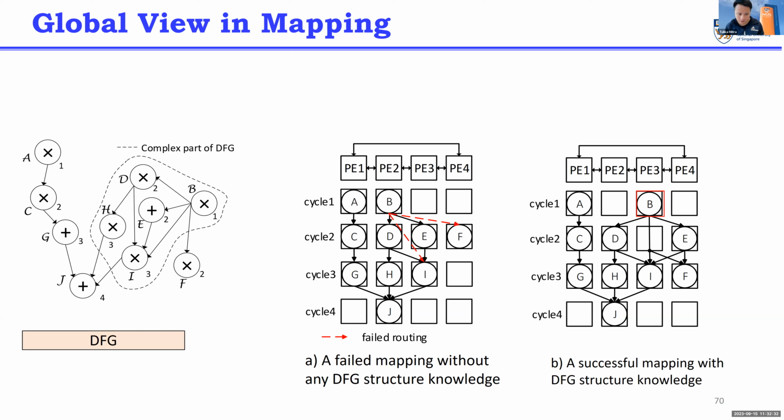So I will prefer to place B at this PE, which has more routing resource. Moreover, I know E will have more complex definition, so also move E from here to here. So with such kind of DFG structure knowledge, we can place and map the DFG in a global view. And of course, it's clearly much better than without it. I mean, if you don't know anything about the DFG structure.